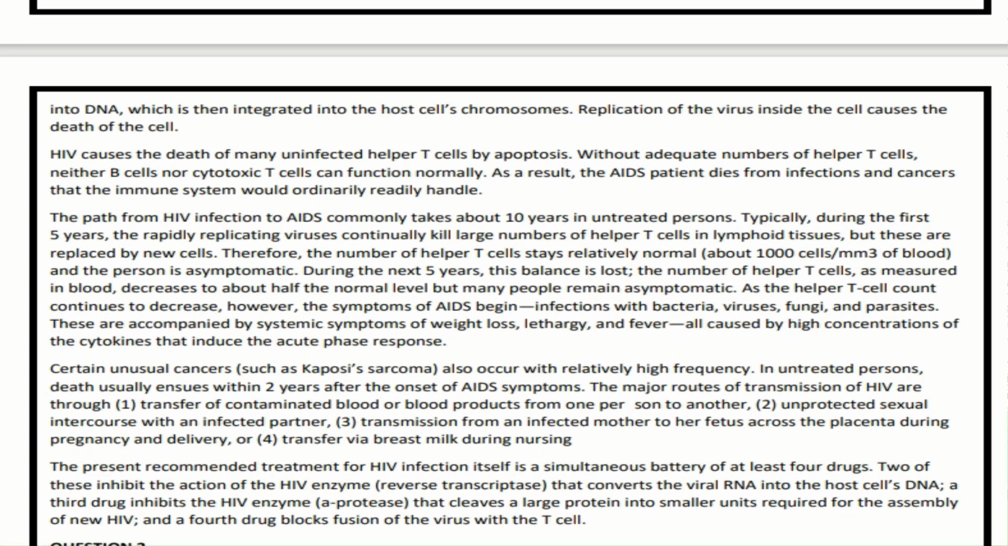As the helper T cell count continues to decrease, however, the symptoms of AIDS begin. Infections with bacteria, viruses, fungi, and parasites occur. These are accompanied by the systemic symptoms of weight loss, lethargy, and fever, all caused by the high concentration of cytokines that induce the acute phase response. Certain unusual cancers also occur with relatively high frequency. In untreated persons, death usually ensues within 2 years after the onset of the AIDS symptoms.